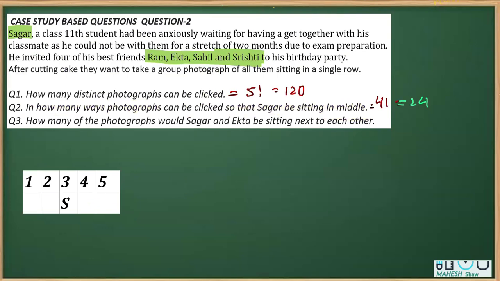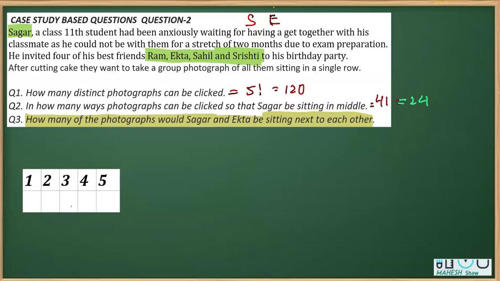Now coming to the next part, it says, how many photographs are possible with Sagar and Ekta sitting next to each other? So these are 5 people, and the condition is that Sagar and Ekta should be sitting next to each other. So I can place Sagar over here and Ekta being here. Now, if we keep on shifting, let me write it properly. If I write Sagar and Ekta, now check what are the possible ways by which I can arrange them.